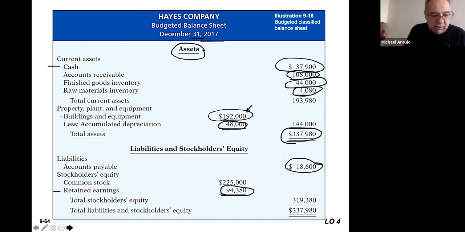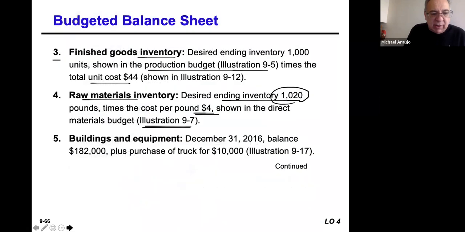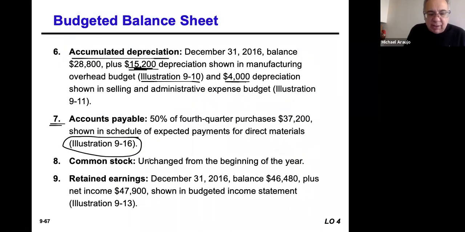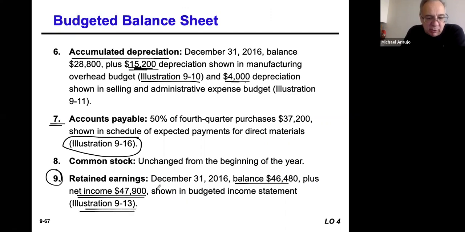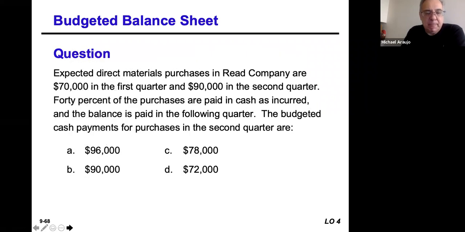Common stock, I don't think changes. I don't think they actually sold anything. Okay, so there's no change there. But retained earnings changes because you had a beginning balance and you had net income that you calculated from the budgeted income statement. So those two together would give you your new retained earnings.